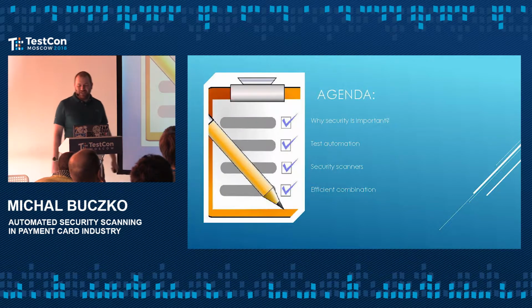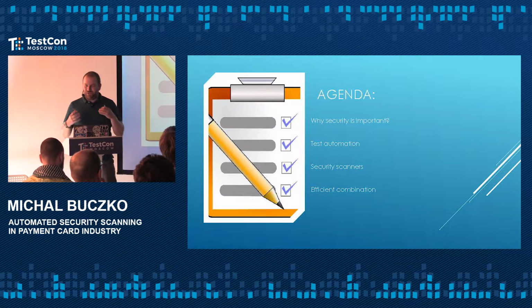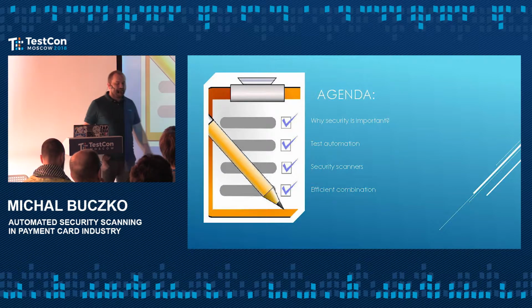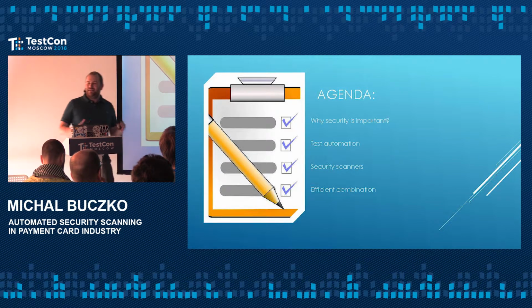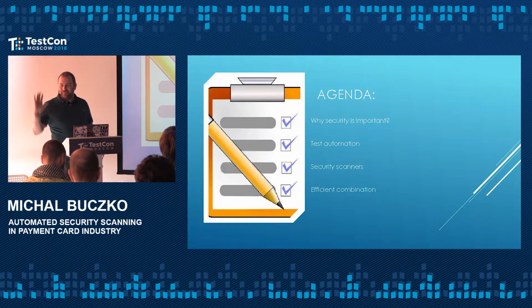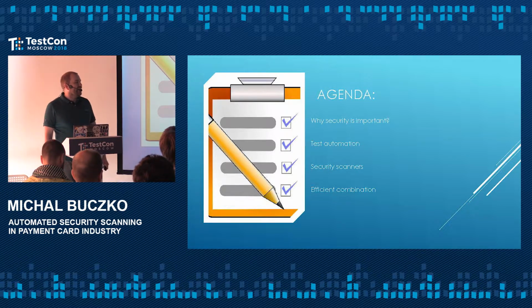So what do we have on the agenda today? The first thing I will say is why security is important, and I want to help you build a list of arguments to start doing security testing in your own projects. Then how you can use test automation. Most of you raised your hands that you're already doing test automation, so maybe we will do that part a little bit shorter.